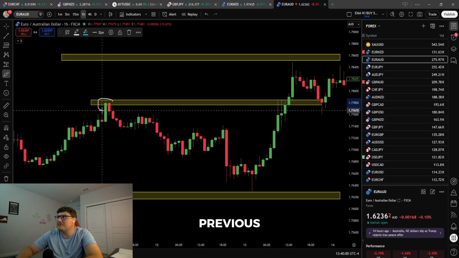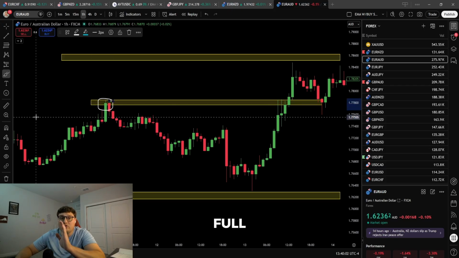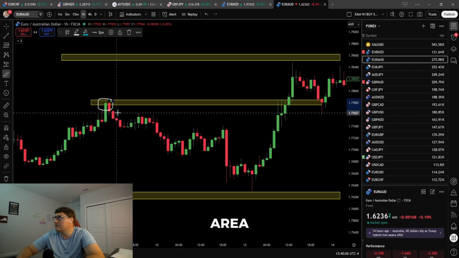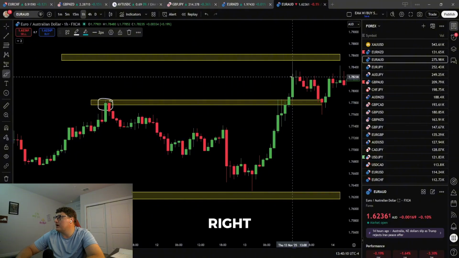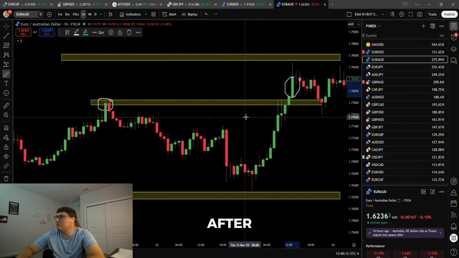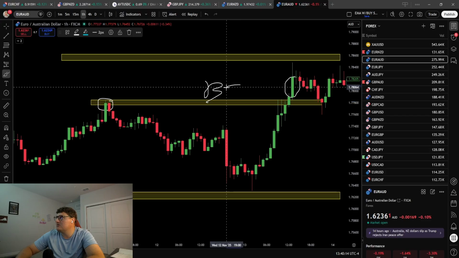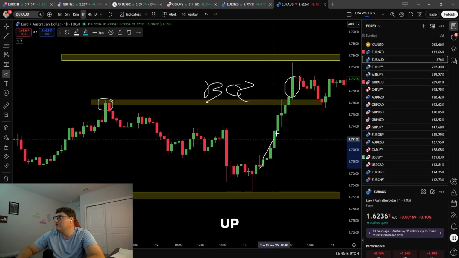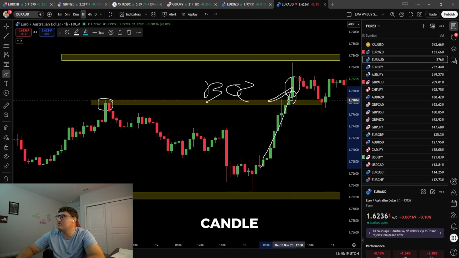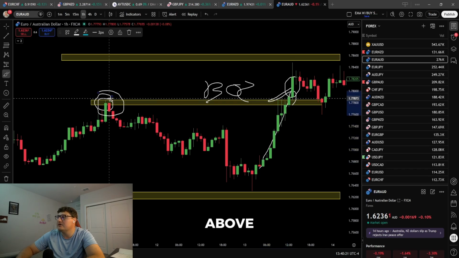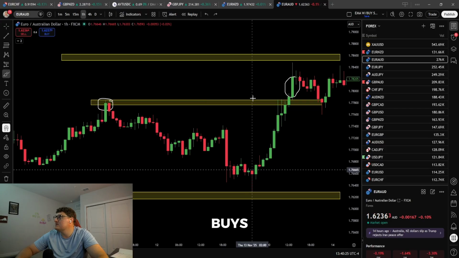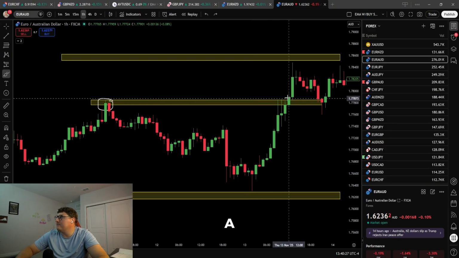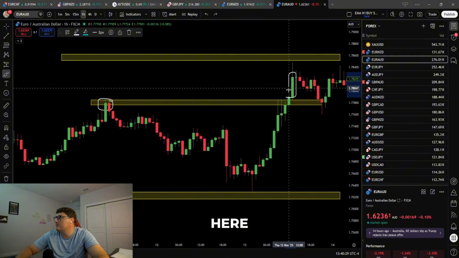So this is our previous high. We need a full candle closure, not a wick, a full candle closure above that area. So where did we get that? We got that full candle closure right here. So after we saw this break of structure, you have your BOS up toward the upside because the candle closure was above the previous high. We could look to take buys. So we had a full candle closure right here.